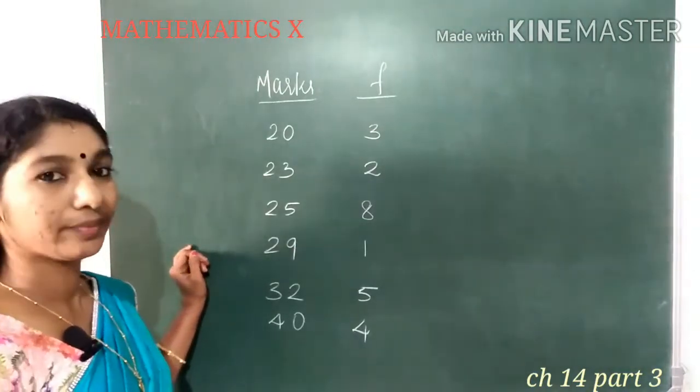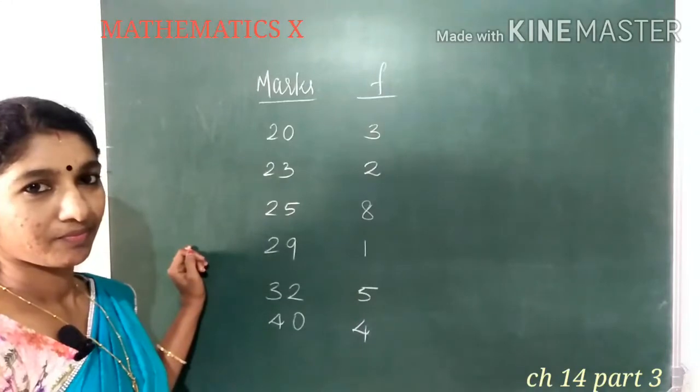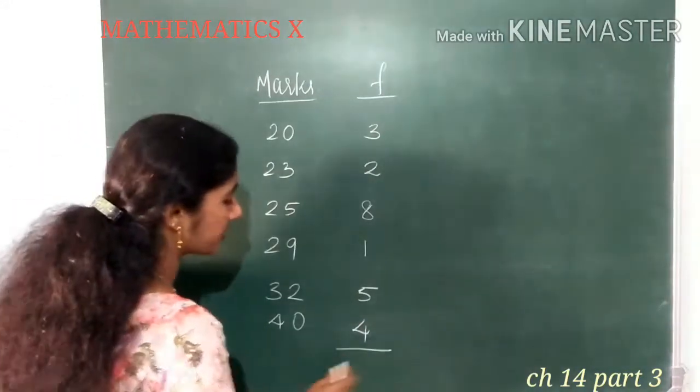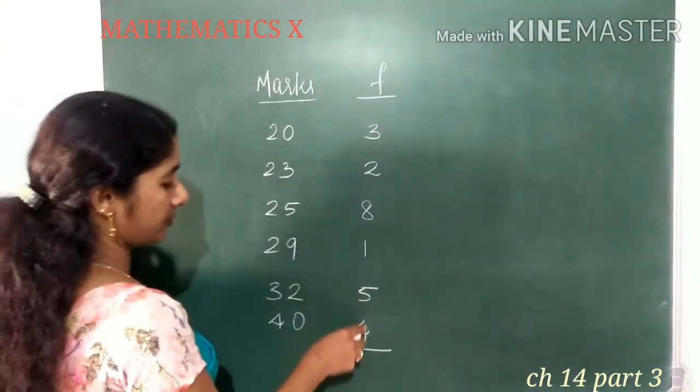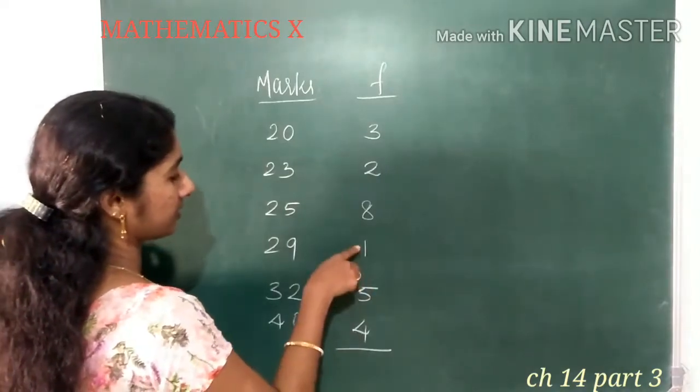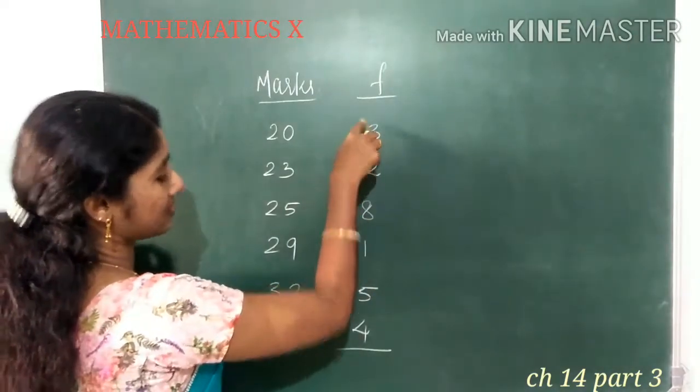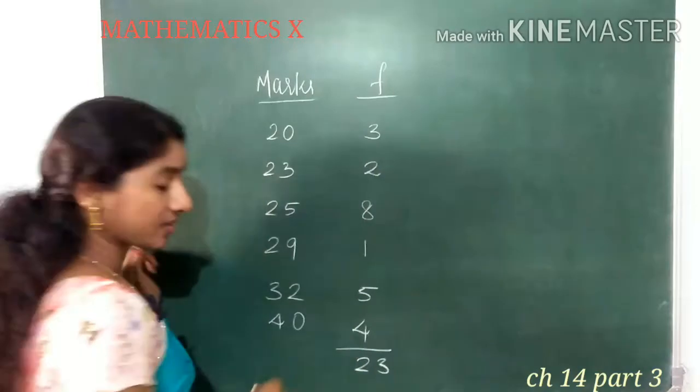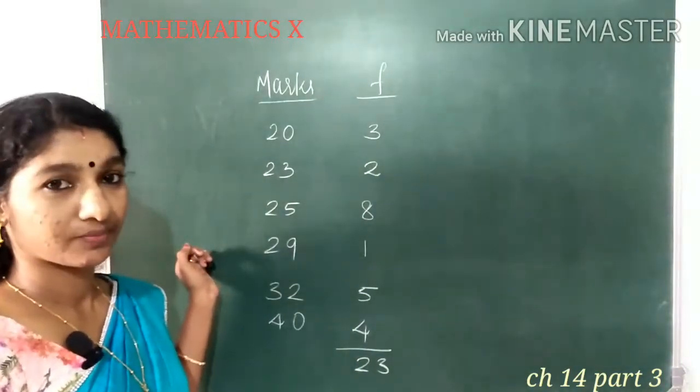How can we find the middle value? Total how many students are there? 3 plus 2 is 5, plus 8 is 13, plus 1 is 14, plus 5 is 19, plus 4 is 23. So total 23 students are there.